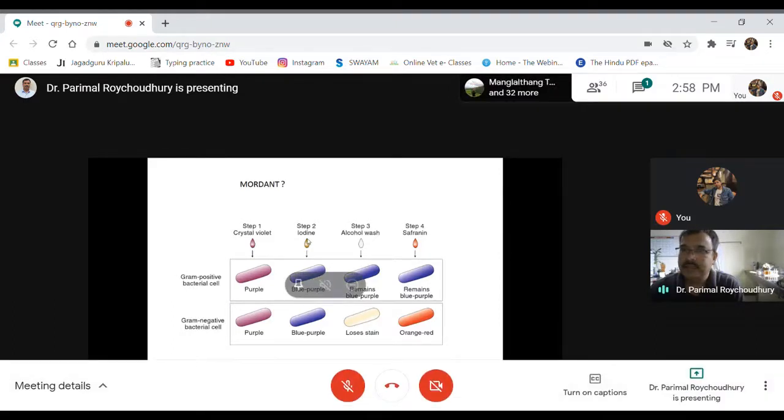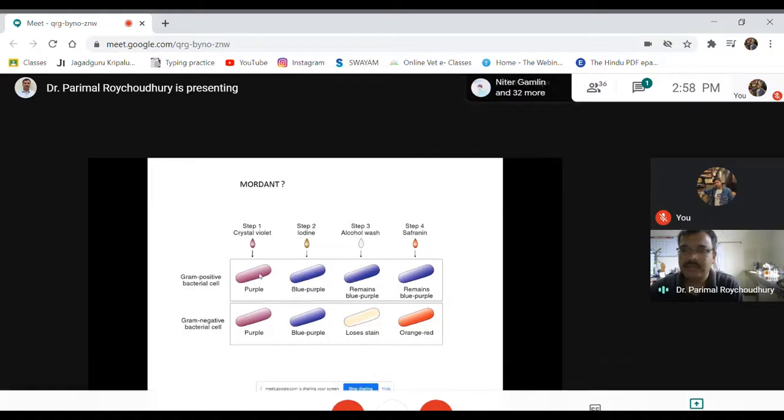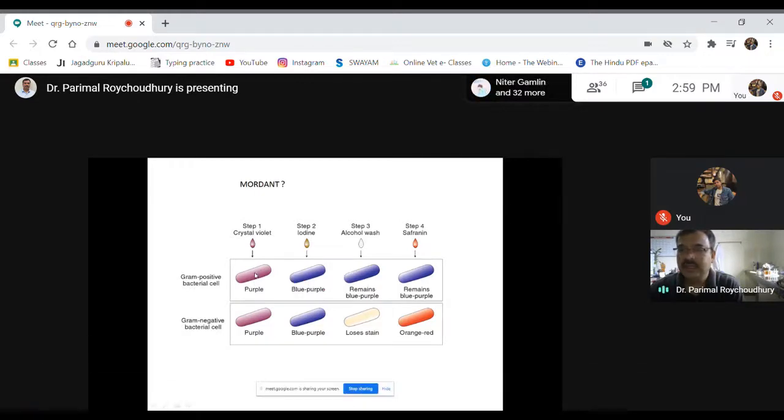What basically this mordant iodine solution will do is precipitate this crystal violet in the cytoplasm of the cell. The dye compound will precipitate. Further, they will form some ionic compounds and get precipitated so that they do not easily come out of the bacterial wall when you wash it several times.